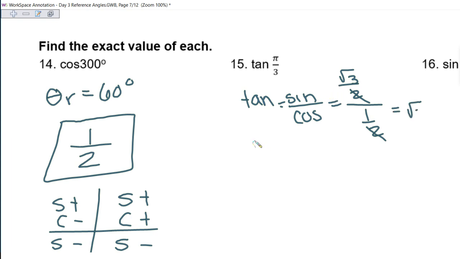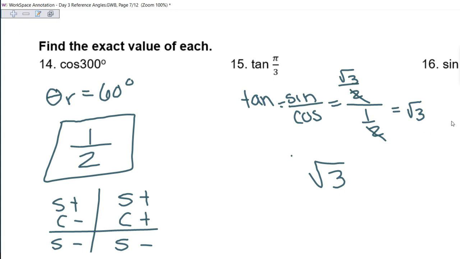So pi over 3 would terminate in which quadrant? 1. So if I'm talking about tangent in quadrant 1, sine over cosine would be positive over positive. So this would be positive square root of 3. So everything in quadrant 1 needs to be positive for the answer.